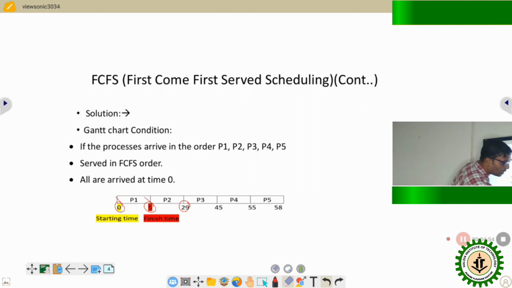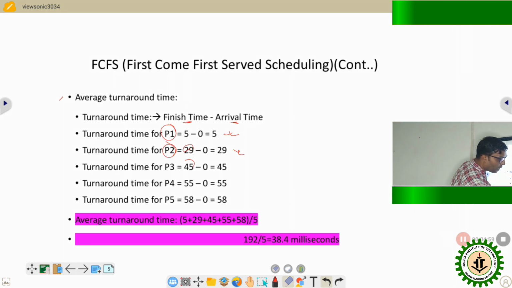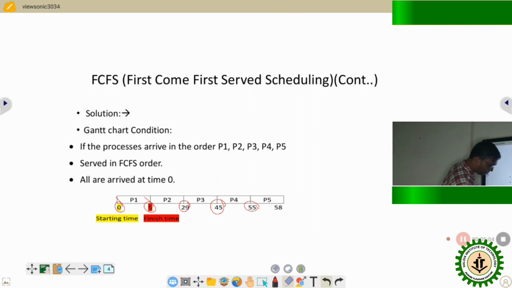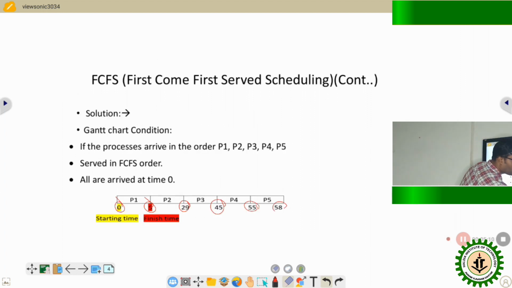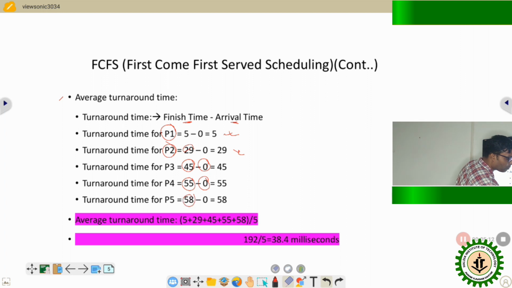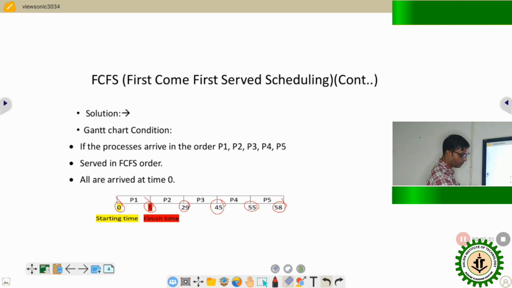For process P3, the finish time is 45 and the arrival time is 0. For process P4, the finish time is 55 and the arrival time is 0. For the last process P5, it is 58 minus 0, that is 58. So we can sum all of these and divide by the number of processes. 5 processes are there, so we get 38.4 milliseconds. So this is the average turnaround time for FCFS for this given chart.